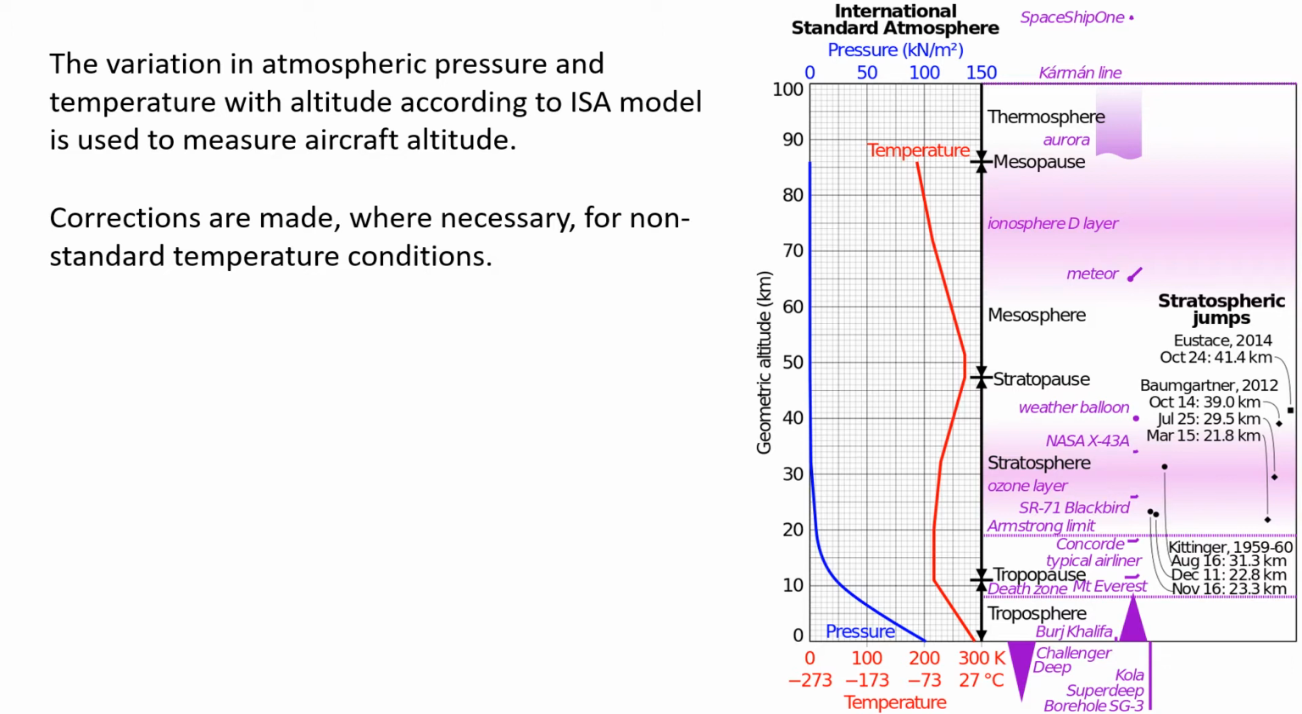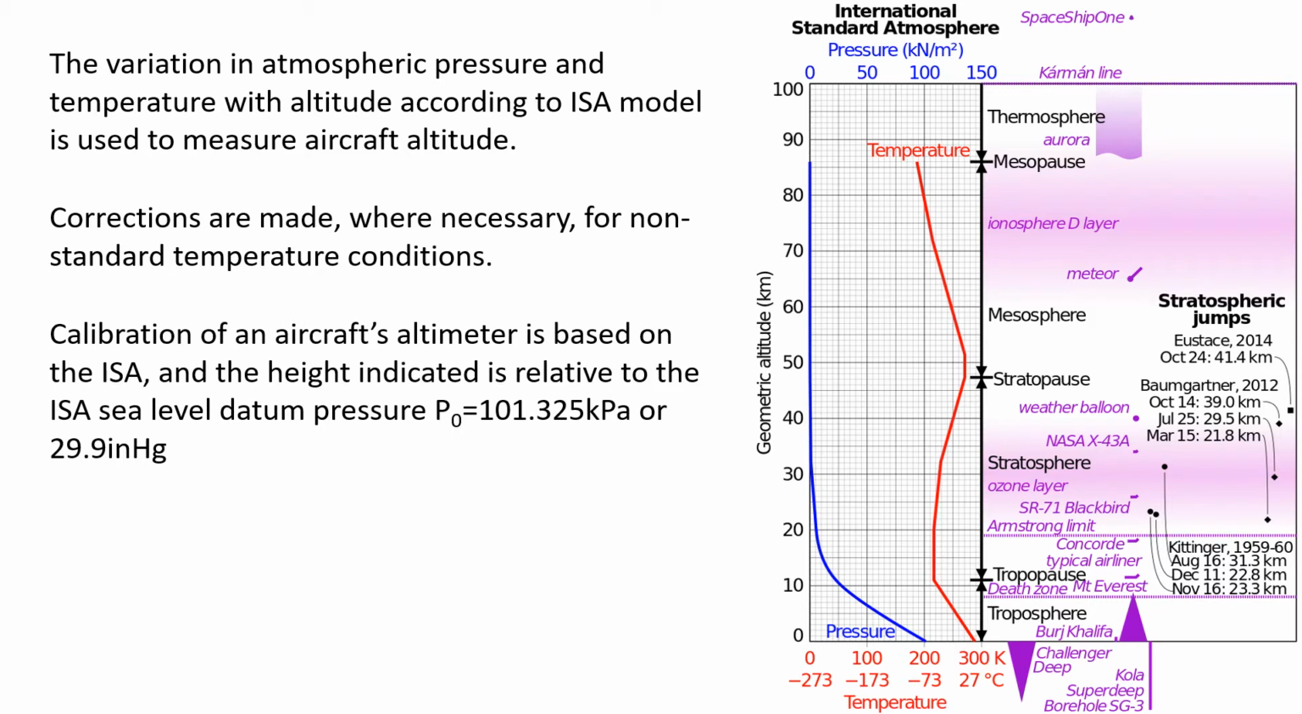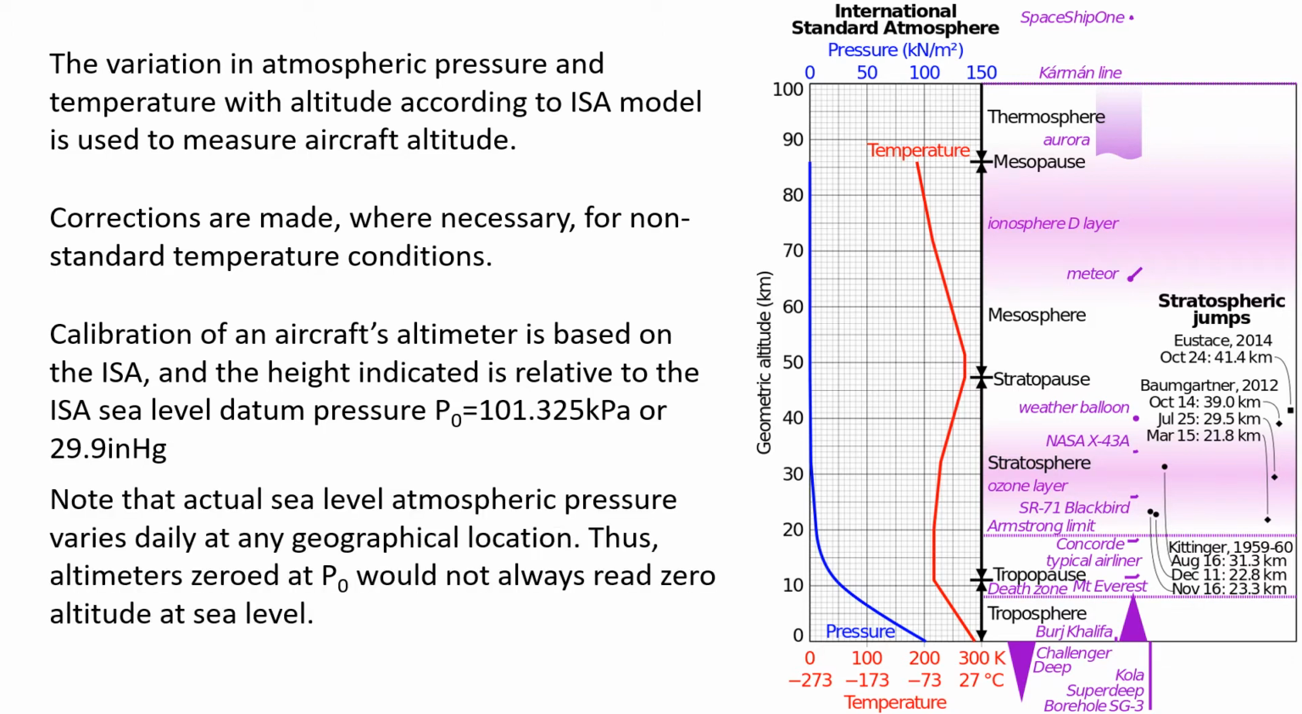Sometimes corrections are made when necessary for non-standard temperature conditions. The calibration of an aircraft's altimeter is based on the International Standard Atmosphere, and the height indicated in the altimeter is relative to the ISA sea level datum pressure, which is 101.325 kilopascal or 29.9 inch mercury.